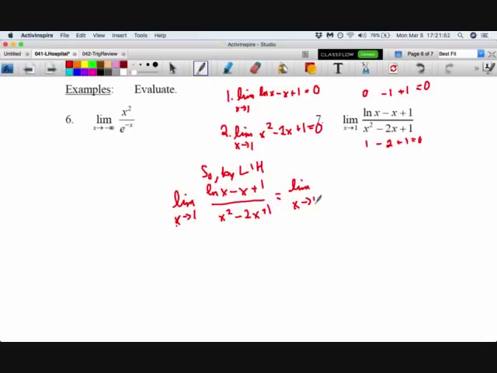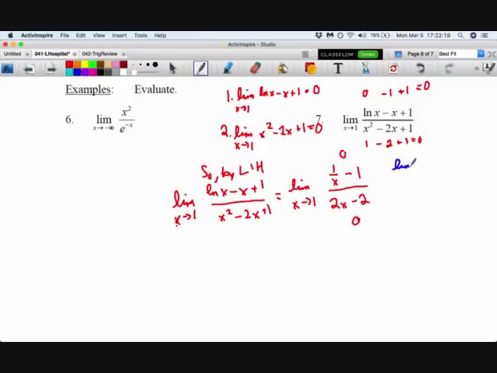Probably will. What's the derivative of the top? Quick. What's the derivative of natural log x? It's 1 over x minus 1. That guy goes to 0. On the bottom, we get 2x minus 2. Top is going toward 0. Bottom, you guessed it, going toward 0. Oh no. Woe is me.